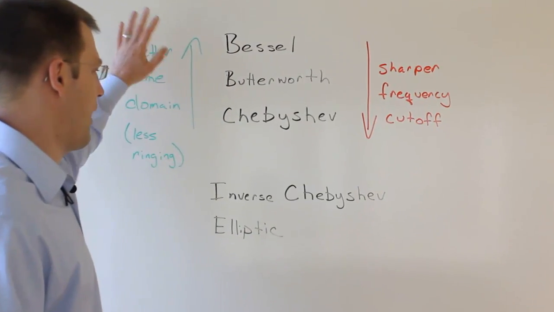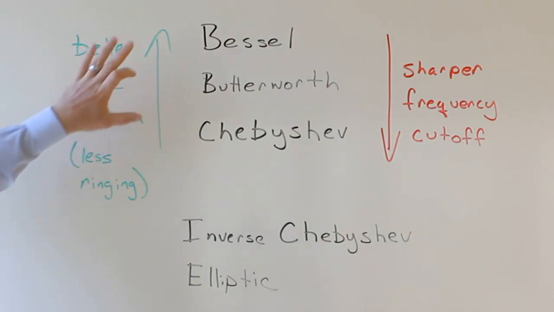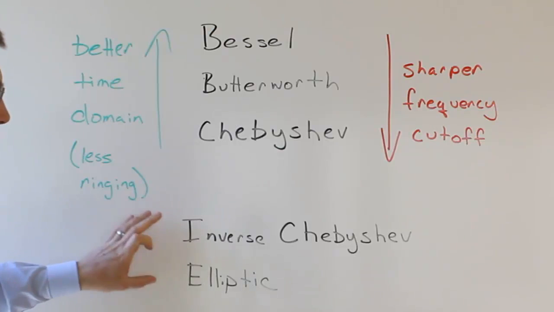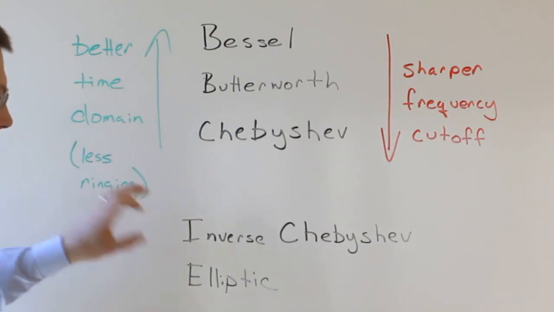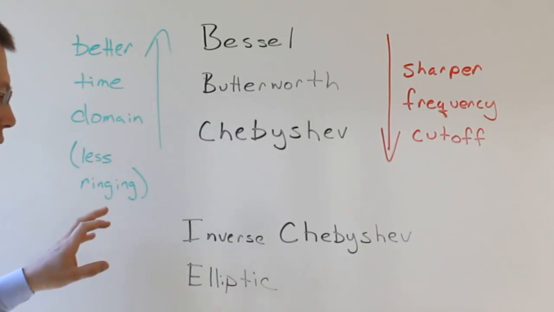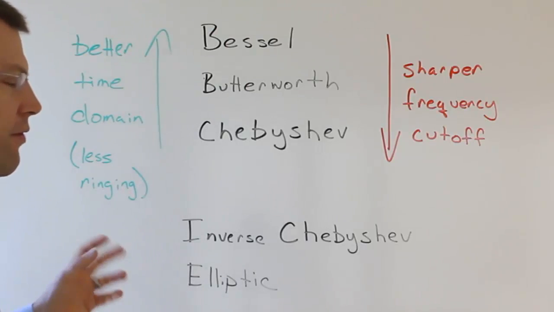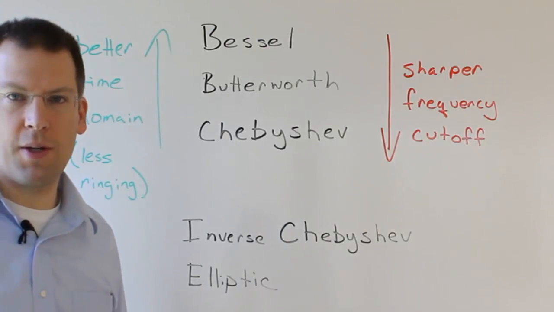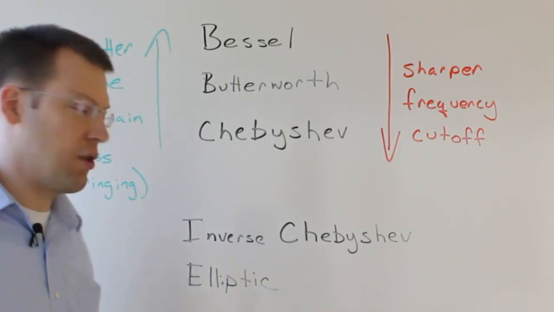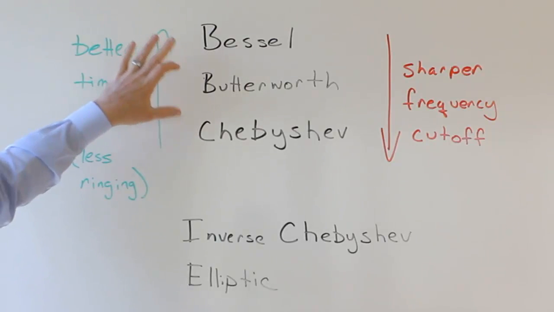I've listed the 5 most popular filter responses up on the board here, and you can see that I've grouped them. The top 3 are all pole responses, and the bottom 2 are pole and zero responses. Since they require zeros in the frequency domain, they give you some more flexibility, and you can make a sharper cutoff. But the trade-off is that the circuitry, especially when you're doing an active filter design, is a lot more complicated. So typically you won't see these in active filter design. So we're going to concentrate on these top 3 up here.